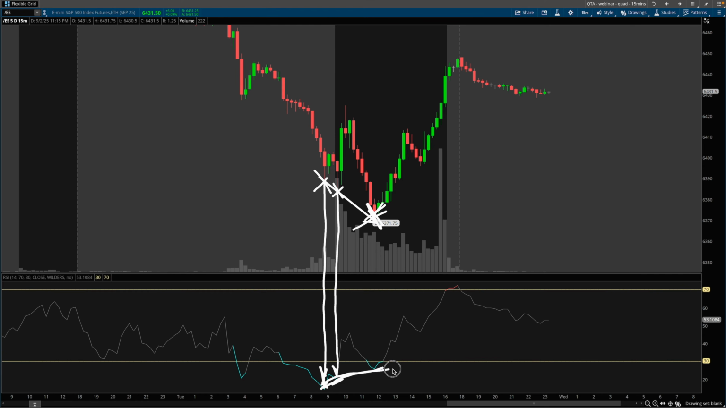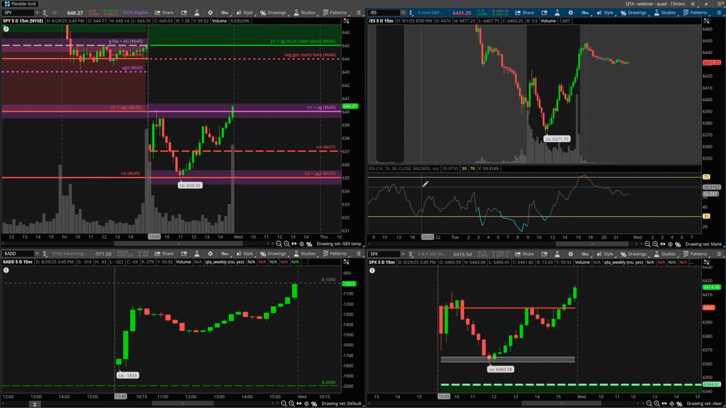However, the RSI went higher. So the RSI was trending up while the market was trending down. That is a divergence. In the most recent video that I released, I showcased divergence with the ADD. We also had divergence with the ADD today.